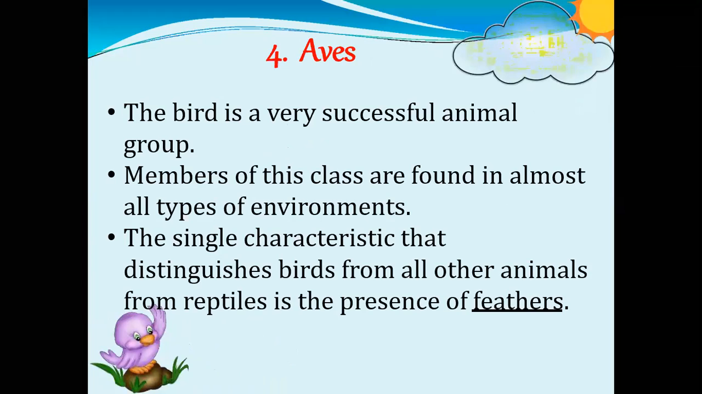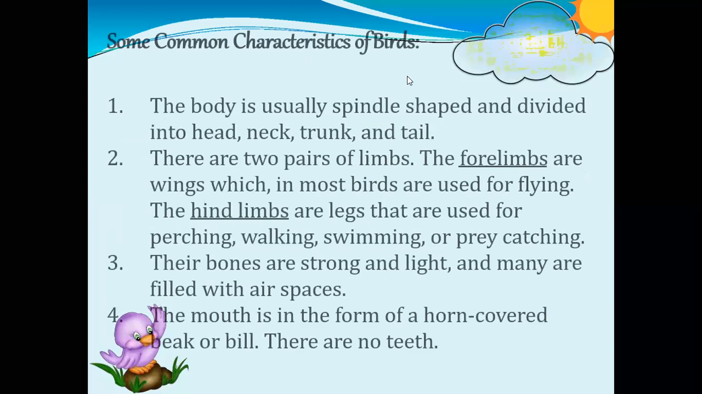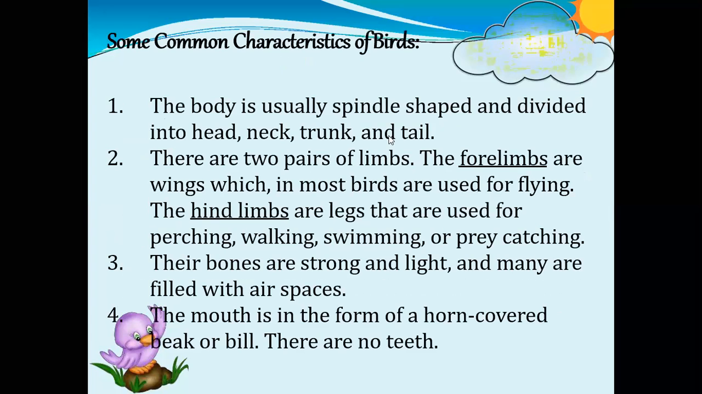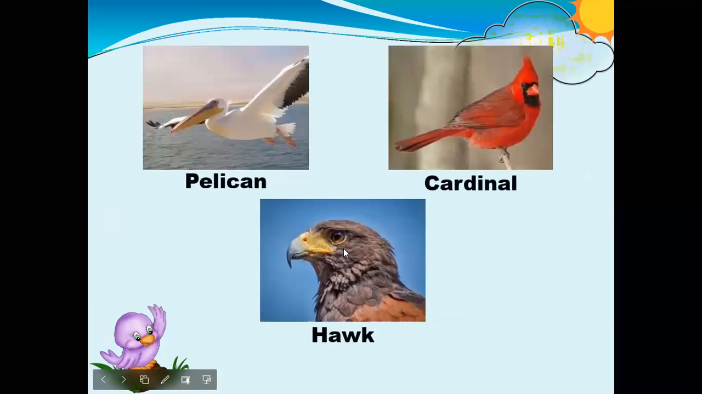Okay, now another, birds. Look at number 4 in your book, page number 95. Aves, birds. The sequence is changed here. Anyway, we'll discuss all the 5 categories of vertebrates. Before that, we move to the second, that is amphibia. Let's move to amphibia.